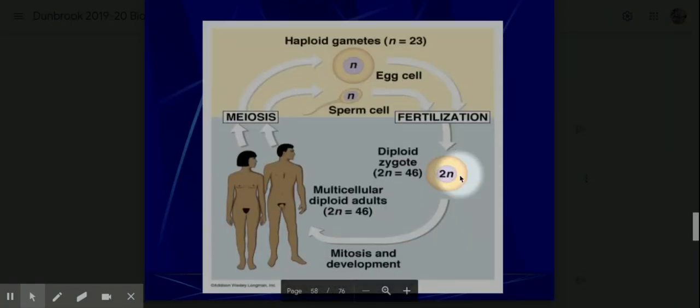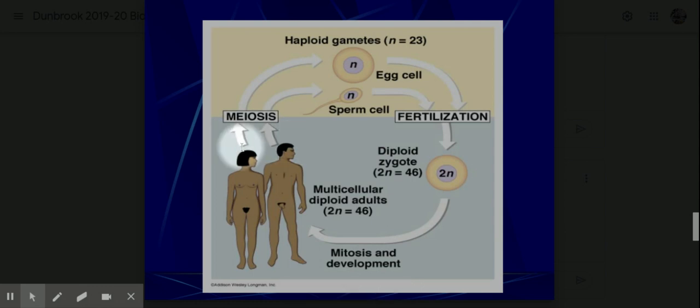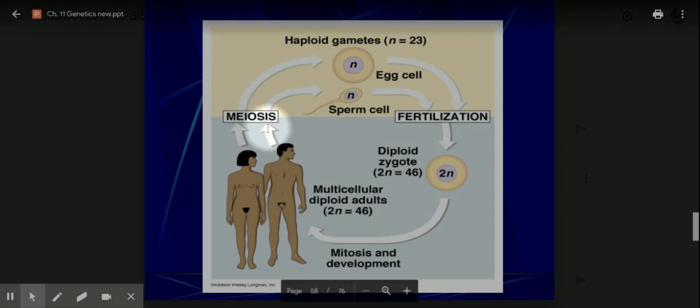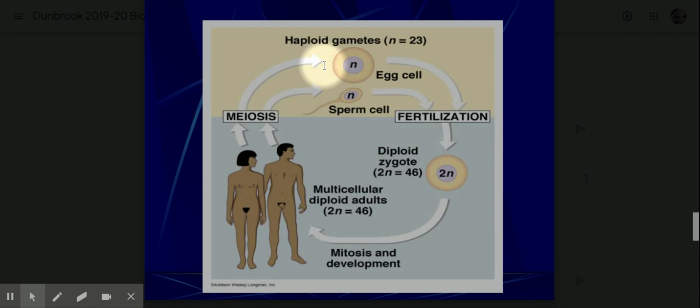Another way to sum that up, if you have two normal reproducing sexual organisms, in this case humans, they would be diploid. However, when they make sex cells, their sex cells are haploid, 50% of the original DNA or the original amount of chromosomes. That's the same thing. So egg cells are going to have only one N, meaning one of each chromosome.